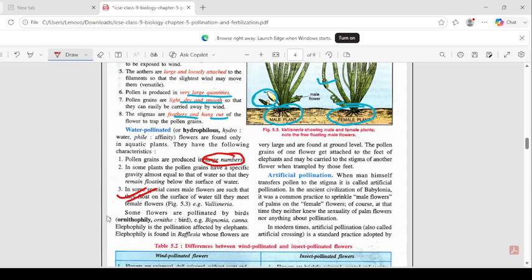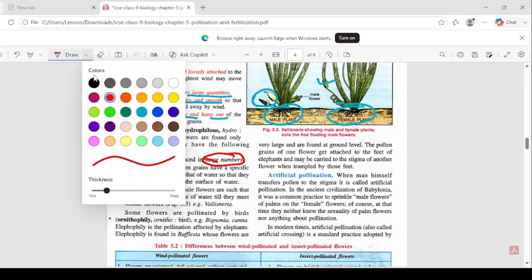Now some more examples are given here. Ornithophily is one example, a kind of pollination where pollination is occurring with the help of birds. Elephantophily is when pollination is taking place by elephant. Chiropterophily is a kind of pollination which is taking place with the help of the bat. So in this way we are having varieties of pollination depending upon the type of agent.